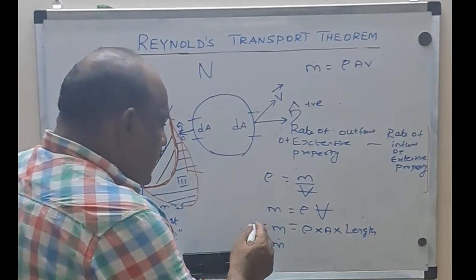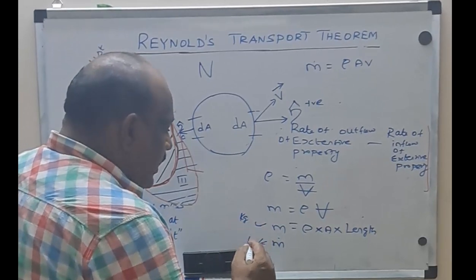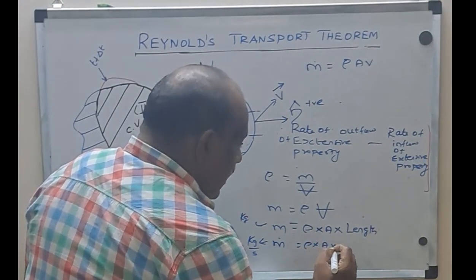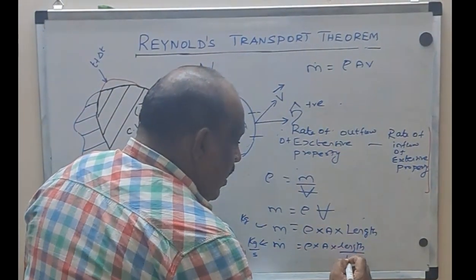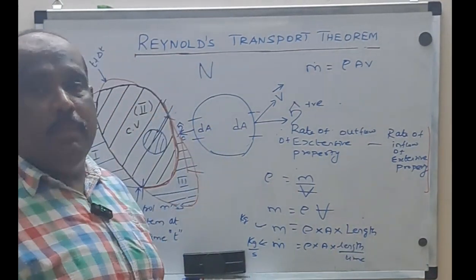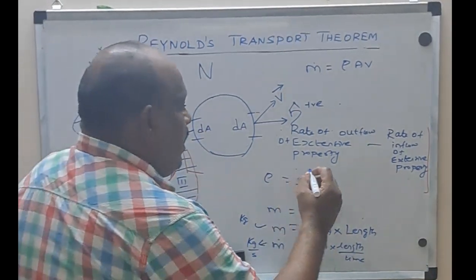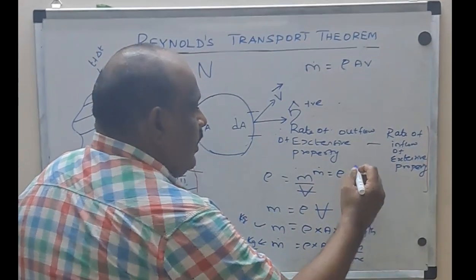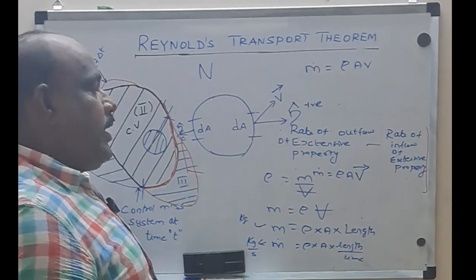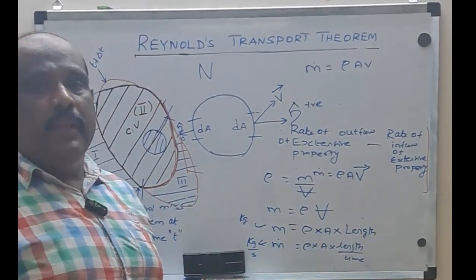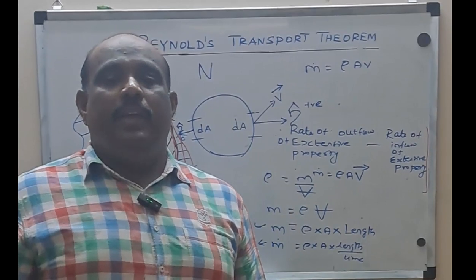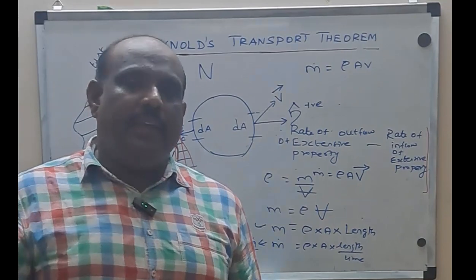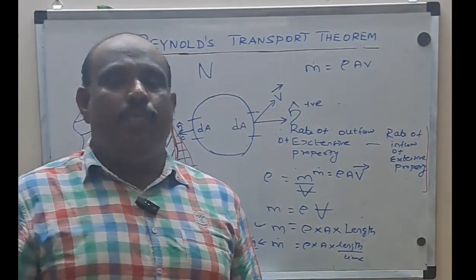Until here the unit was kilogram, now the unit becomes kilogram per second. So it becomes rho into area into length by time. What is length by time, or distance by time? It is nothing but velocity. So m dot becomes rho A V, where V is the velocity. This is the formula for the mass flow rate: rho A V, where rho is the density, A is the area, and V is the velocity at which it is flowing.